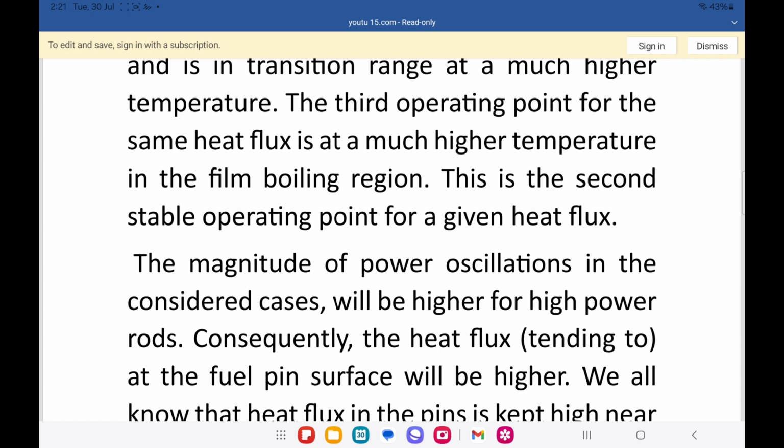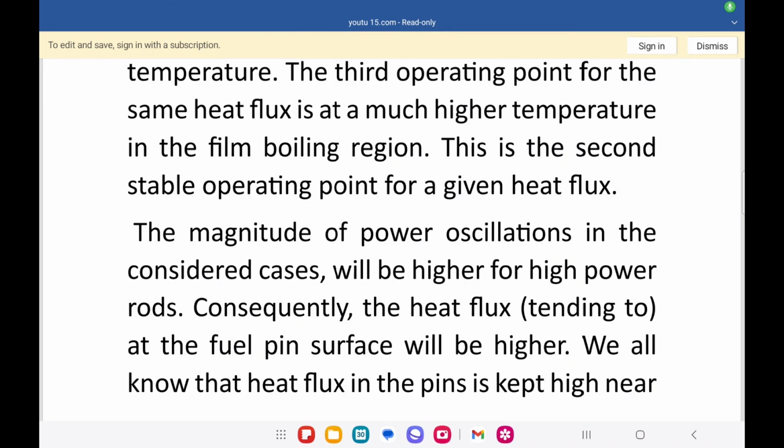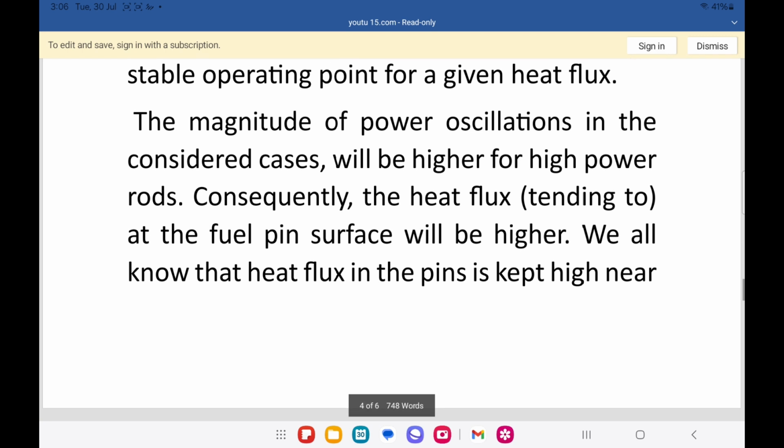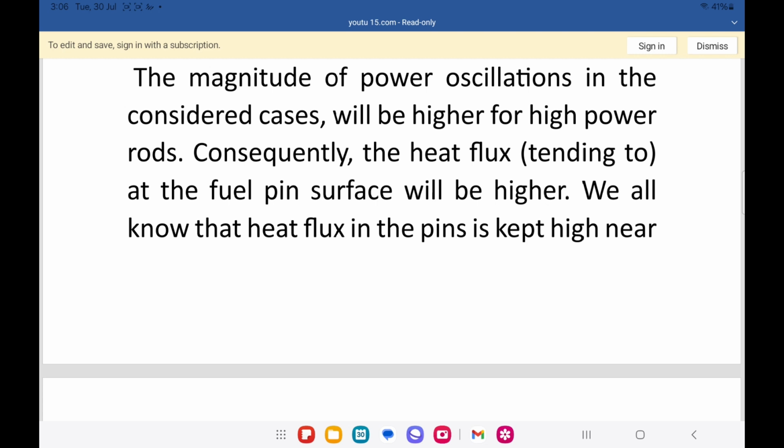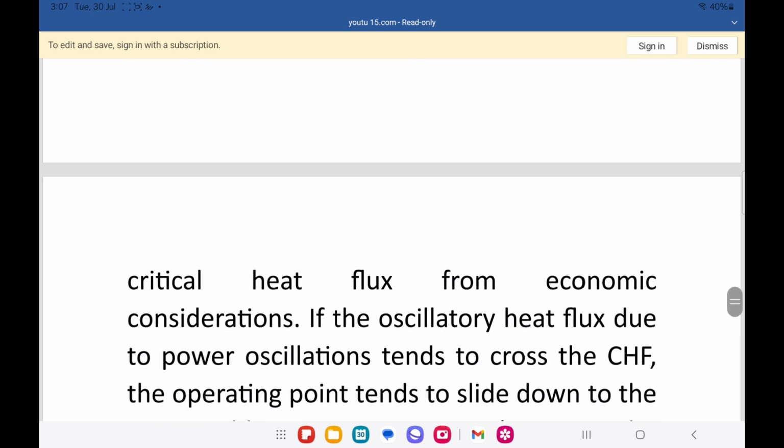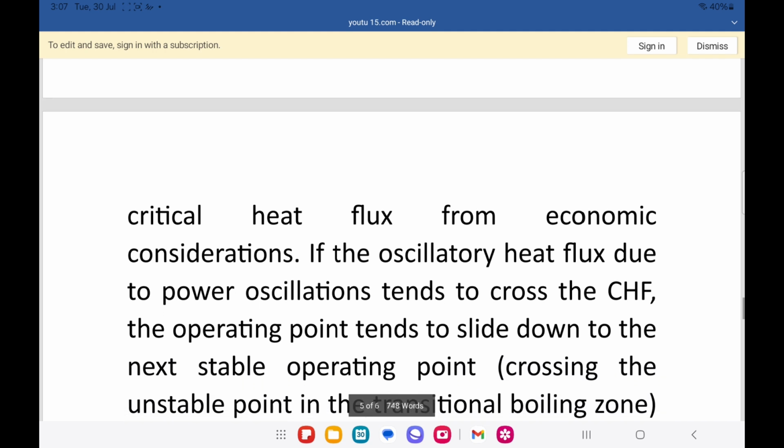The magnitude of power oscillations in the considered cases will be higher for higher power rods. It is obvious. Consequently, the heat flux which it is tending to at the fuel pin surface will be higher. We all know that heat flux in the pins is kept high, near critical heat flux, from economic considerations.